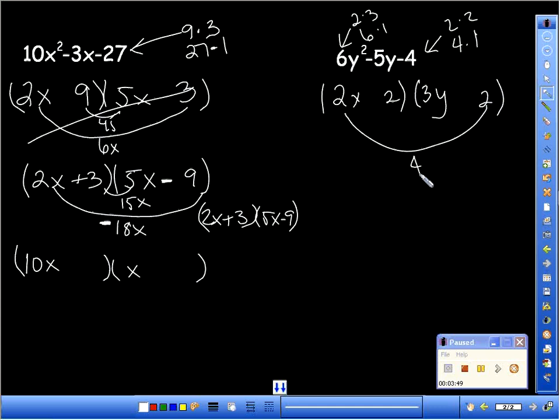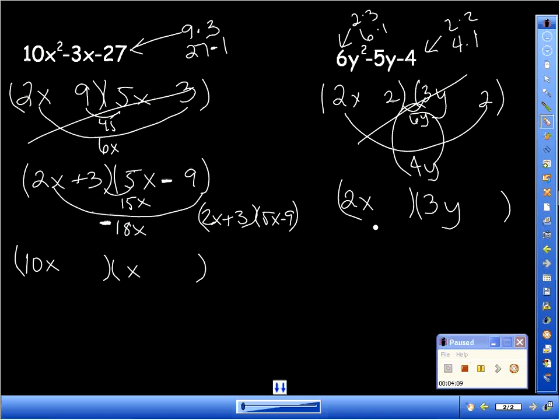So I get 4y and 6y. Will that ever equal 5? No. Does it help to switch the 2's? No. So let's try 4 times 1. 2y and 3y. So I'm putting in, try 1 and 4 like this.